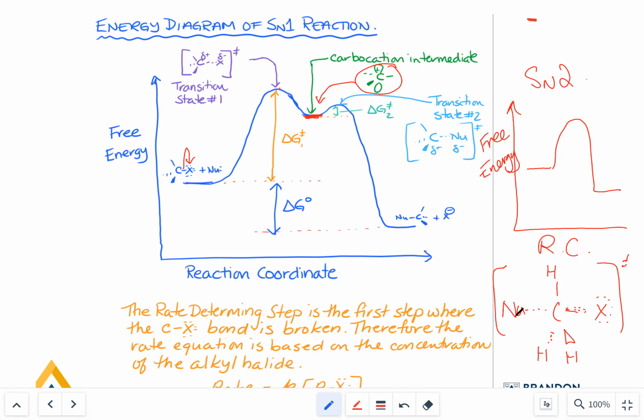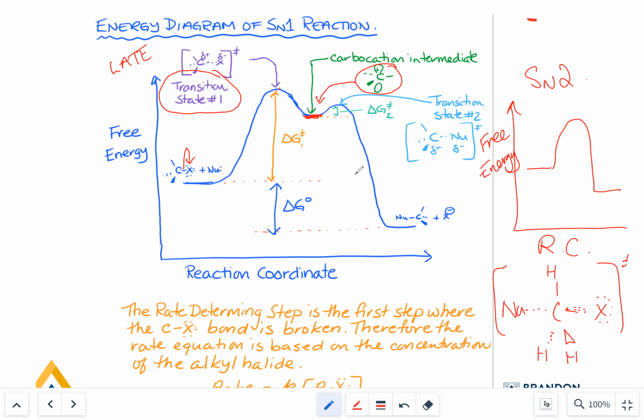Now, if I was to ask you, in this rate determining step, this transition state number 1, should that be early or late? Right, late. This should be a late transition state. So then it's going to closely resemble the carbocation intermediate, right?